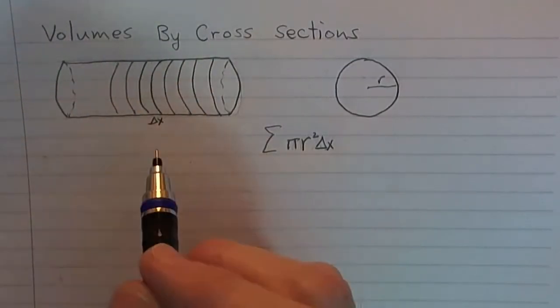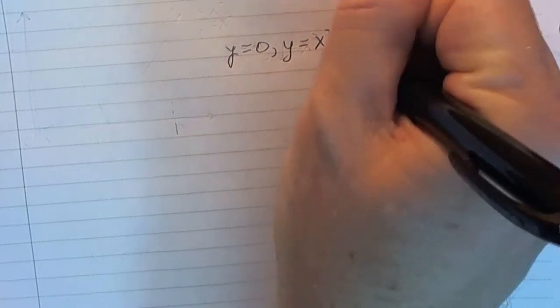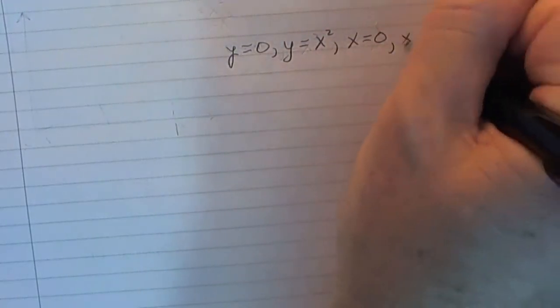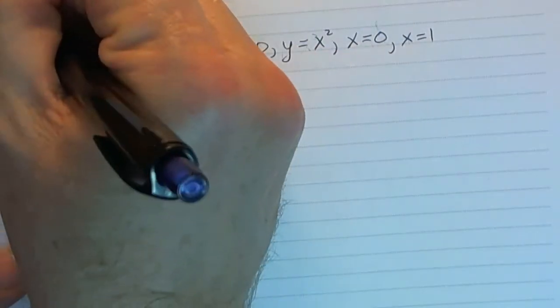We know how to calculate the volume of a cylinder, a right circular cylinder, but what about if we have a solid that's a little bit more interesting? Let's suppose that we have a solid described this way. Its base is bounded by y equals 0, y equals x squared, x equals 0, and x equals 1. So let's see what that would look like.